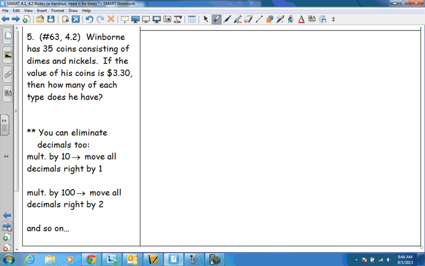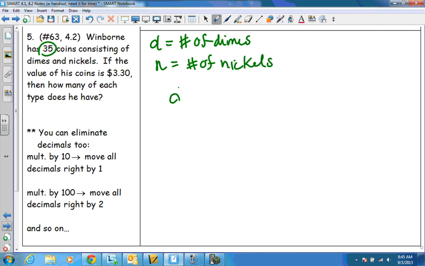All right. So, what are our unknowns? So D, do we want the price of a dime? Is that unknown? No, we know the price of a dime. So the number of dimes. And then, what else do we have? N is the number of nickels. Awesome. So the number of dimes plus the number of nickels equals 35.